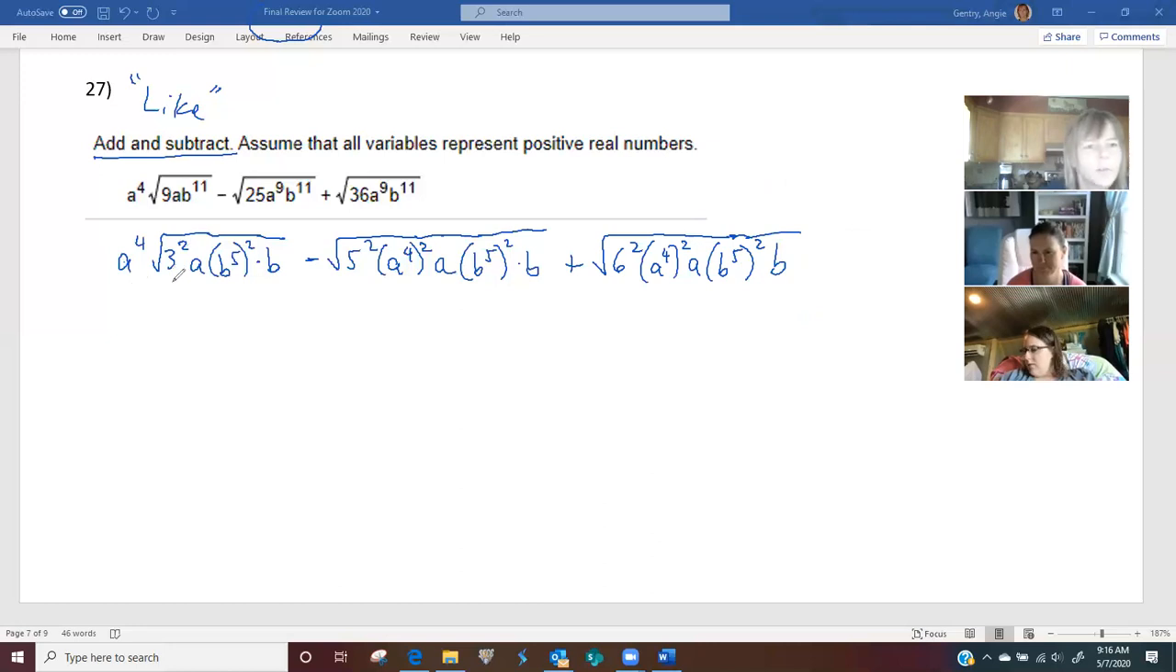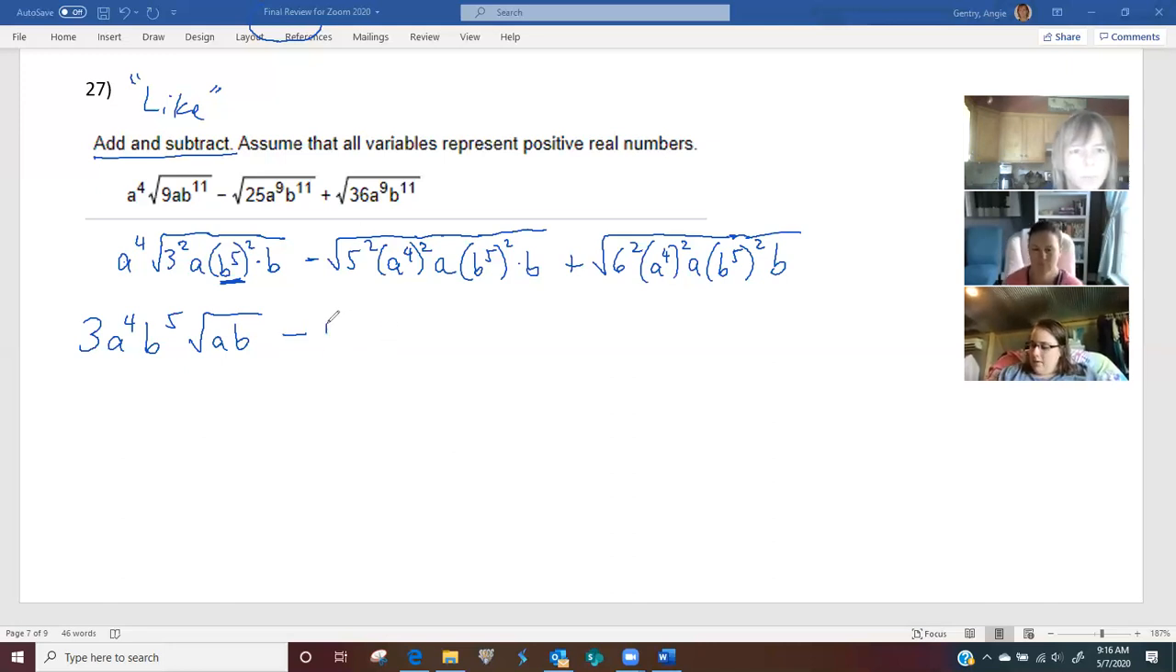Then I simplify. So the 3 comes out. The a does not come out. The a to the 4th is here existing. The b to the 5th comes out. And then I say what stays under. I have that a under and that b under. Yes? Then I have a minus. The 5 comes out. The a to the 4th comes out. The b to the 5th comes out. And then the a, b stays under, and that gives me a clue.